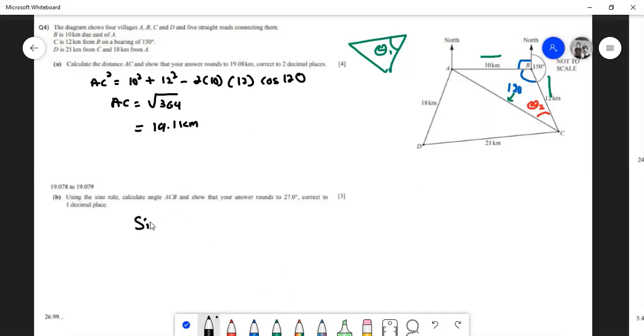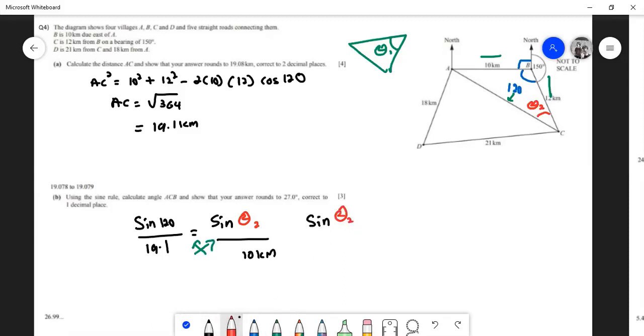I can just use sine 120 divided by 19.1 should equal to sine of the unknown, theta 2, divided by the 10 kilometer. So a simple cross multiplication will give me the answer. Sine theta 2 equals 10 times sine 120 divided by 19.1, and you shift sine it, you're going to get 27.0. As simple as that. All right, so pretty much like that lah.